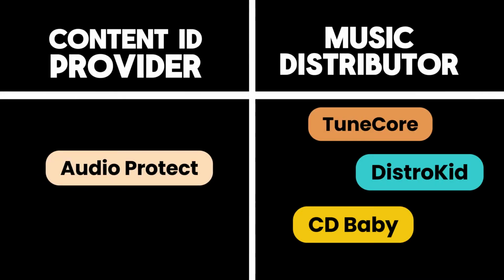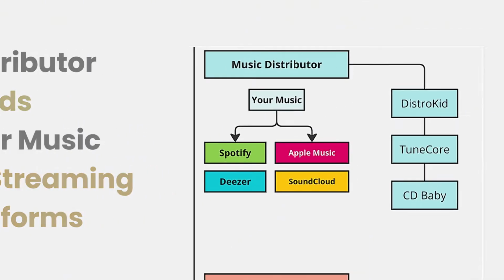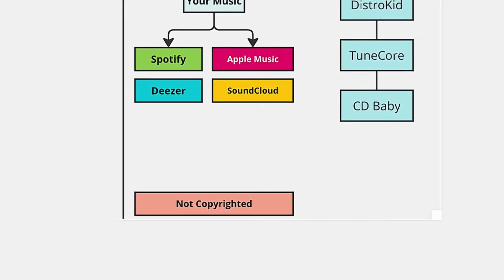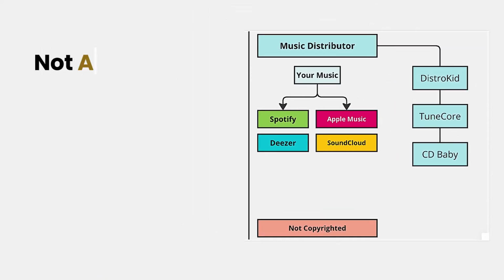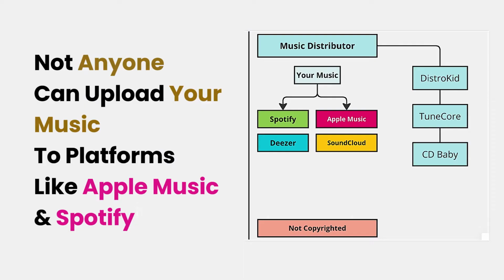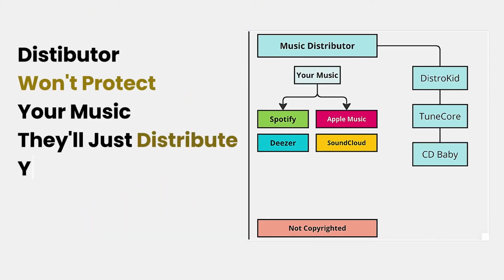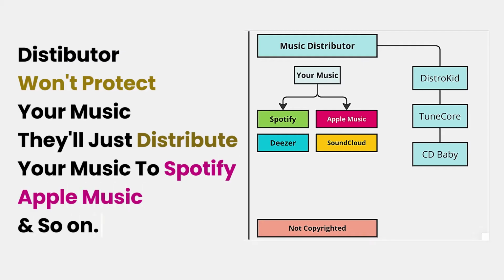You might wonder, what's the difference? Well, a distributor sends your music to streaming platforms like Spotify, but it doesn't copyright it because there's no need. After all, not just anyone can upload your music to platforms like Apple Music and Spotify. So, distributors won't protect your music. They will just distribute your music to Spotify, Apple Music, and so on.